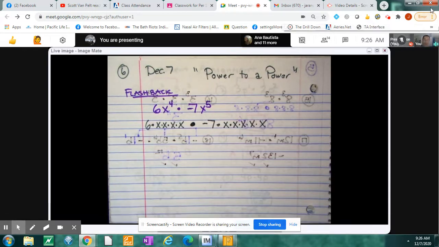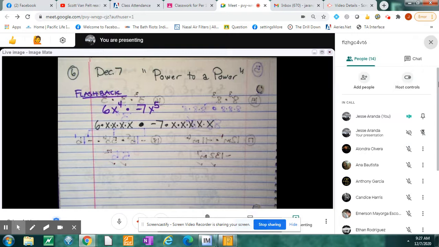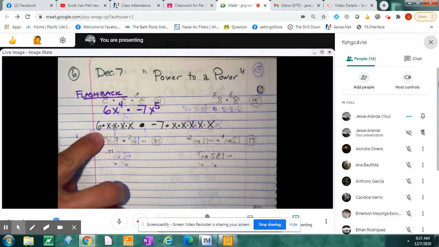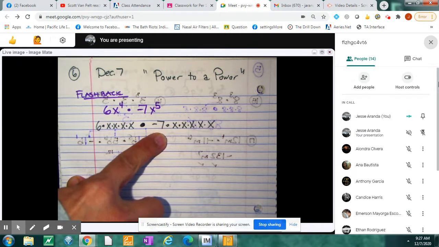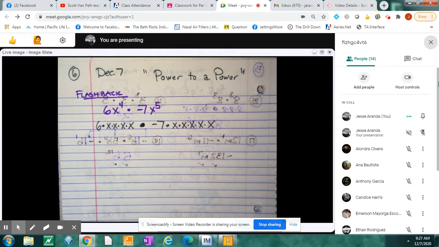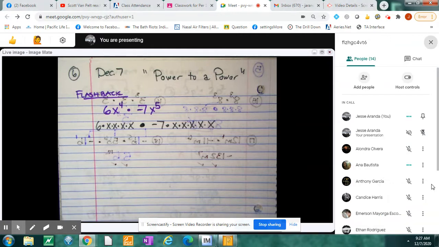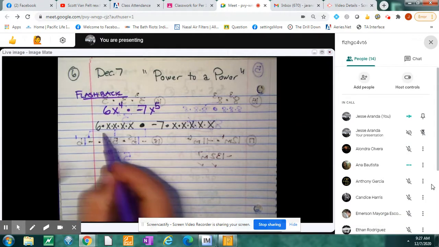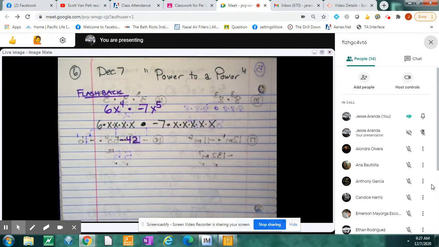Now, see the numbers, the coefficients? I'm going to go ahead and multiply. So let's see. Anna, when I multiply 6 times negative 7, what do I get? What's positive 6 times negative 7? And it's going to be negative, right? Because positive times negative is negative. Negative 42.